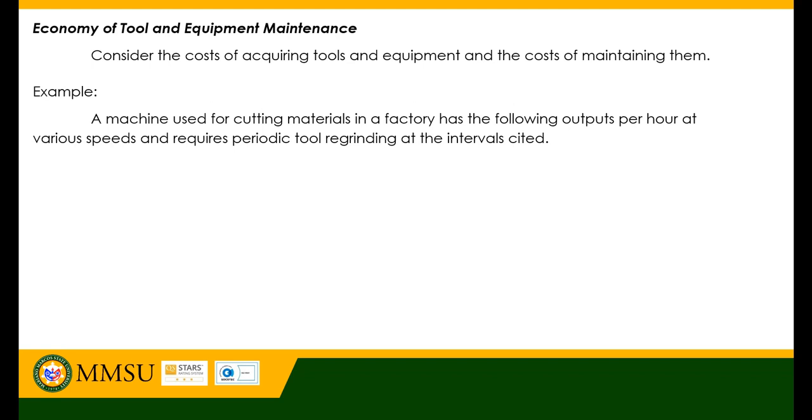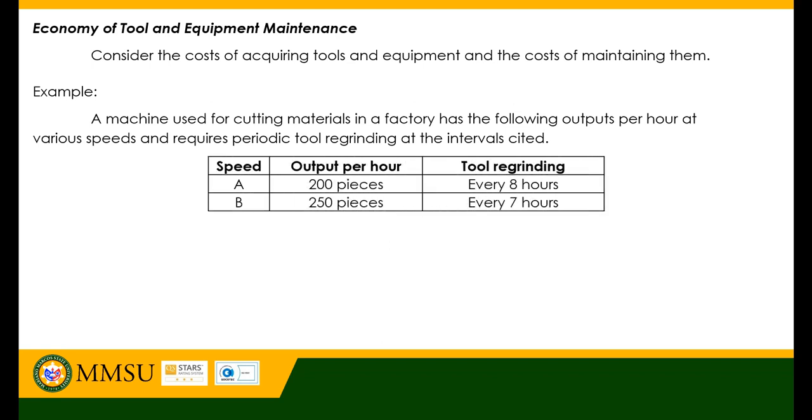A machine used for cutting materials in a factory has the following outputs per hour at various speeds and requires periodic tool regrinding at the intervals cited. Okay, so speed A, output per hour is 200 pieces. Tool regrinding is every 8 hours. And then speed B, output per hour is 250 pieces. You have to regrind that every 7 hours.